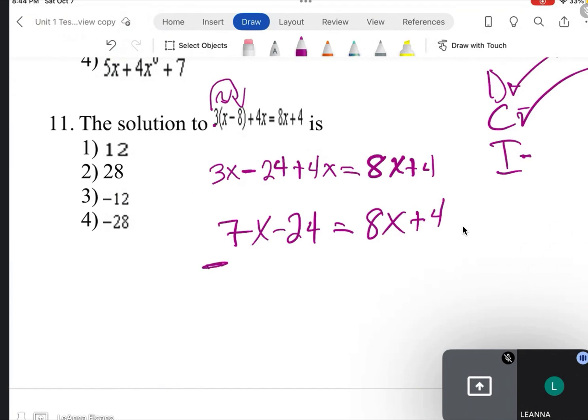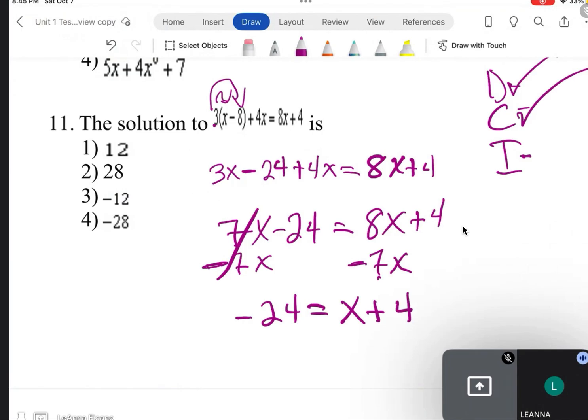So I'm going to subtract 7x, and it's an inverse operation, but it's also the subtraction property of equality, right? What we do to one side, we do to the other. And so we are using the inverse operation, positive plus a negative, right? So this cancels out, because it equals 0. I keep my negative 24, and we have 8 minus 7, and that's going to be x, right? And then we keep the plus 4.